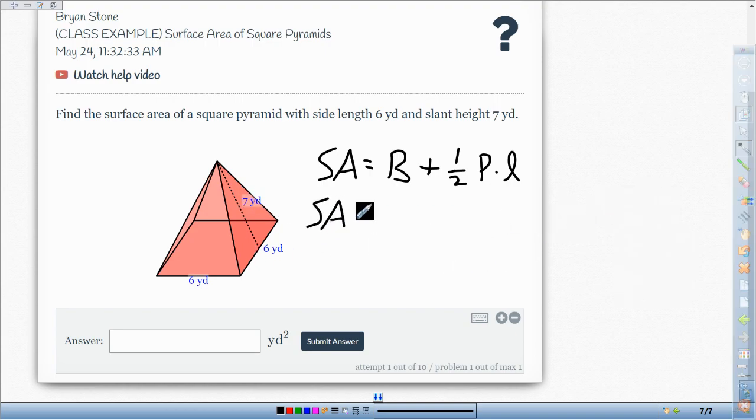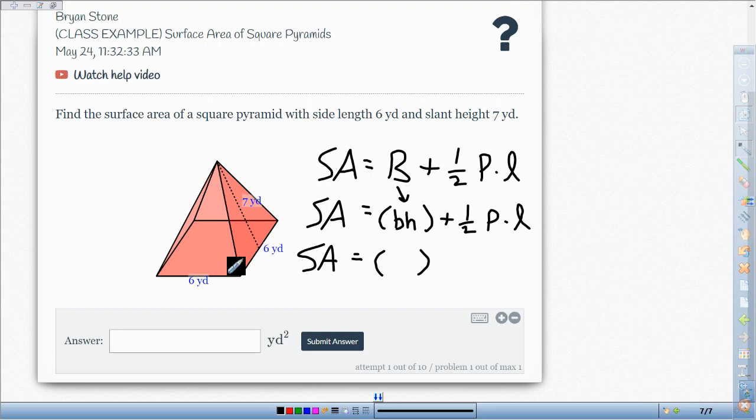Okay, so first things first, finding the area of the base. The base of this thing is a square. To find the area of a square, base times height, plus 1/2 the perimeter times slant height. So let's plug in these numbers. The base and the height of the square, 6 and 6. So 6 times 6 plus 1/2 of the perimeter.